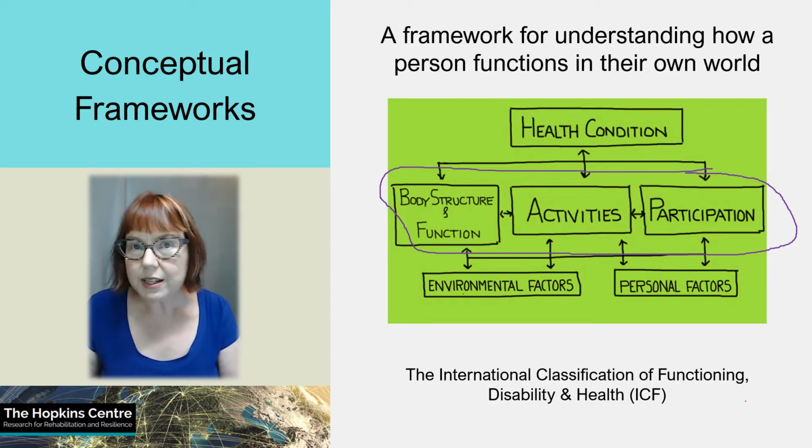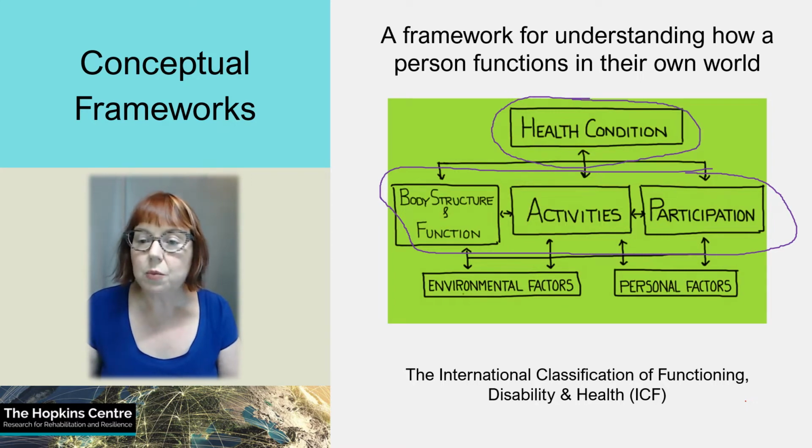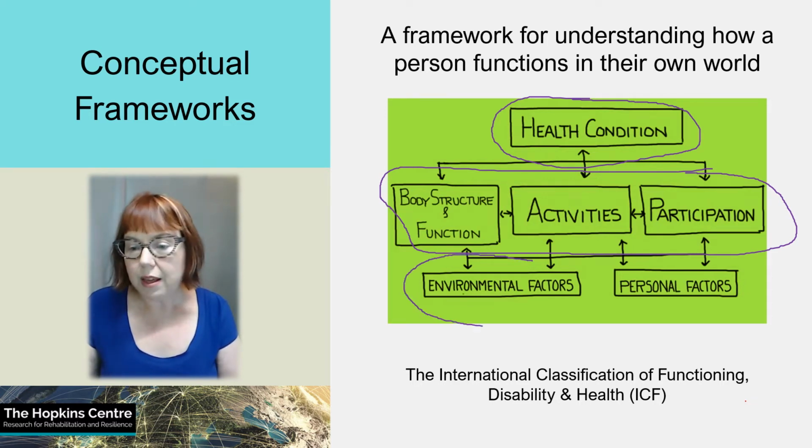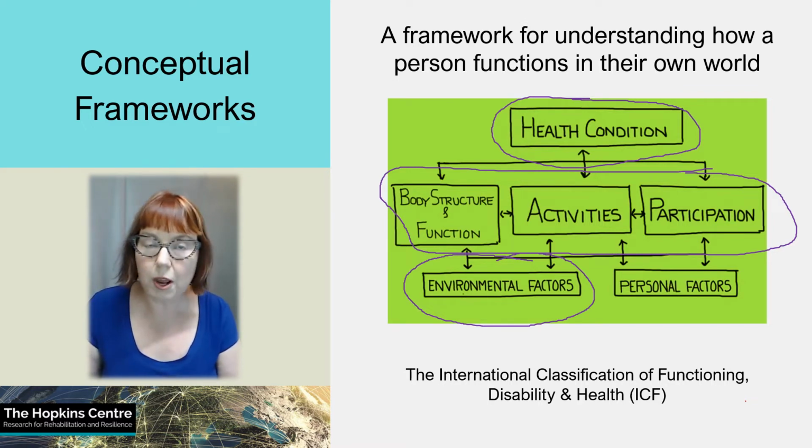Now, the other ideas in the ICF are about things that influence that function. So at the top here, we've got the health condition. And when you think about health condition, we're talking about illness or injury or disease processes. Down here, we've got two other things that influence people's function. First of all, the environmental factors. So when we think about that, we're not only thinking about the physical environment, we're thinking about the social environment, the support environment, and all sorts of things about the world and the context in which people find themselves.